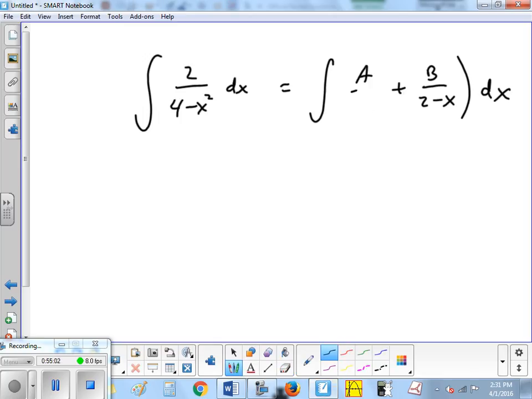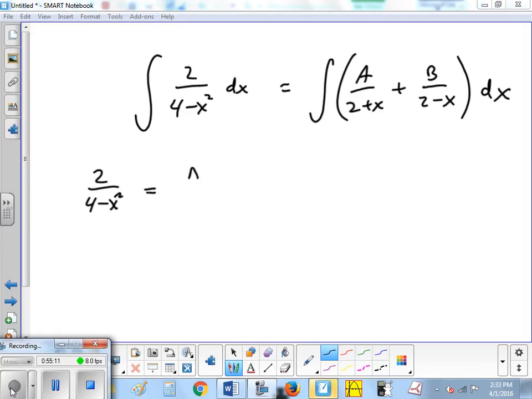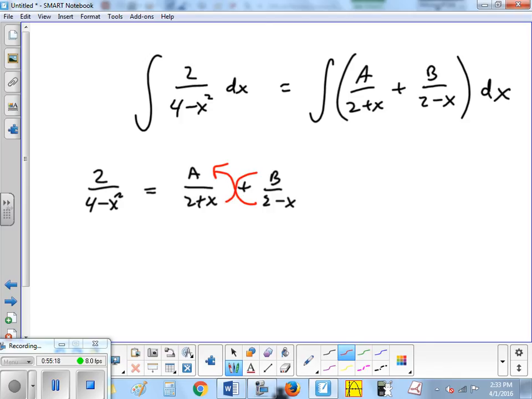Let me rewrite that. So you want to think of the fraction 2 over 4 minus x squared as the same thing as this, right? So when you put these together, you can multiply this to here and this to here and these together. So it's going to look like this. It's a little hard to follow those arrows, sorry. This gets multiplied to there. So follow the green arrow, follow the purple arrow, follow the red arrow.